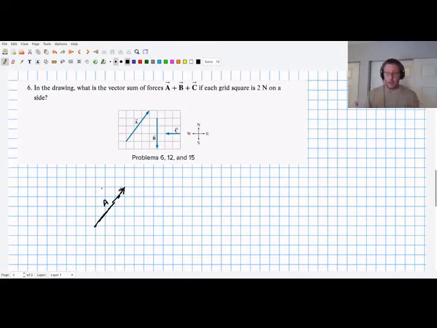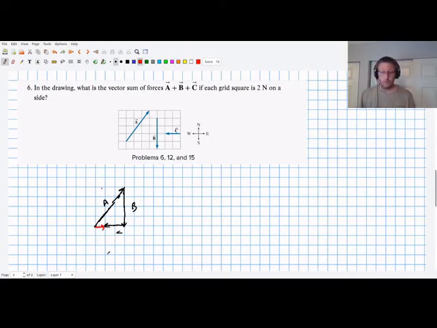That's what I get if I first do A. Now plus B. B is 1, 2, 3, 4 down. And then C is 2 to the left, 1, 2. All right, where do I end up if I follow along that path? I go A, then B, then C. I end up right there, which is just a little bit to the right of where I started from, in red. So what's the length of that vector?